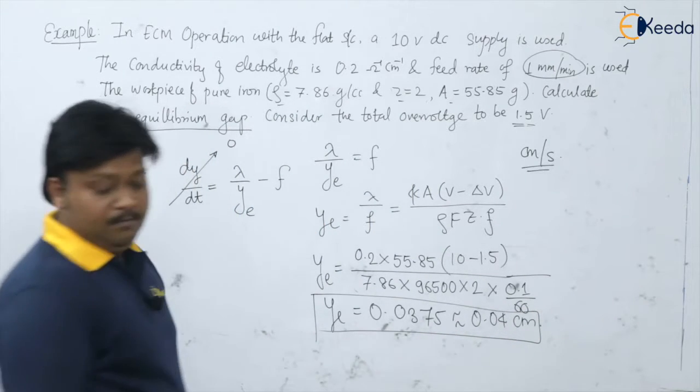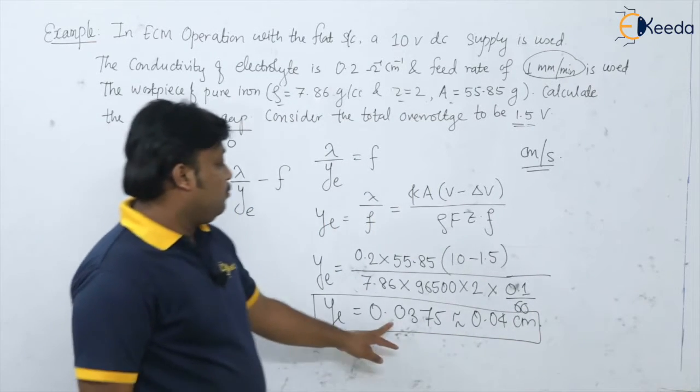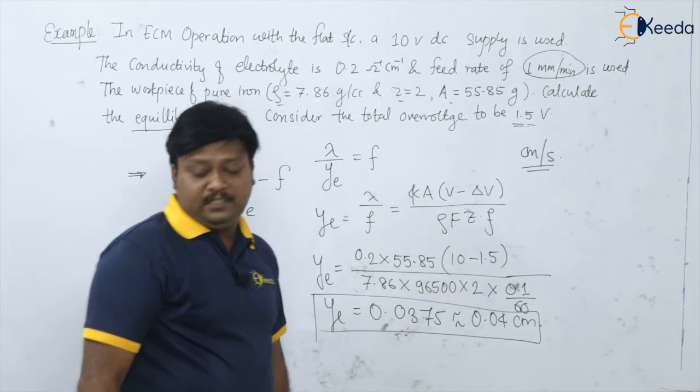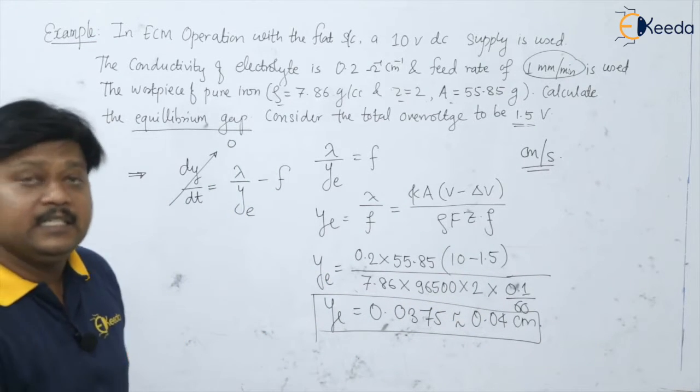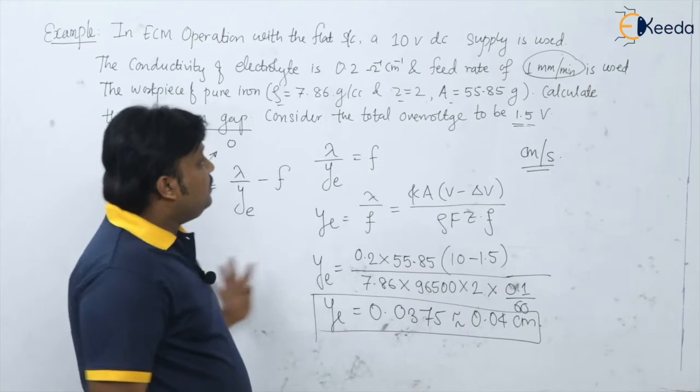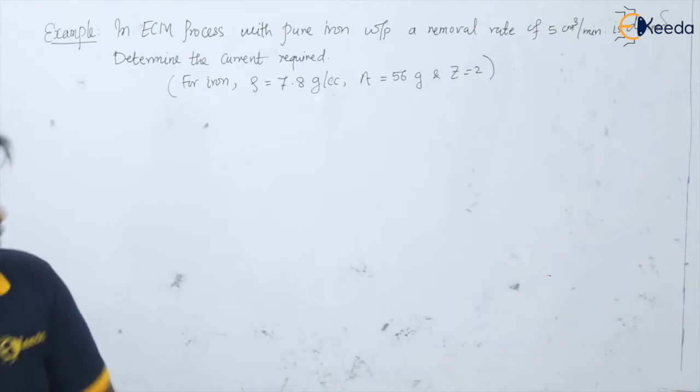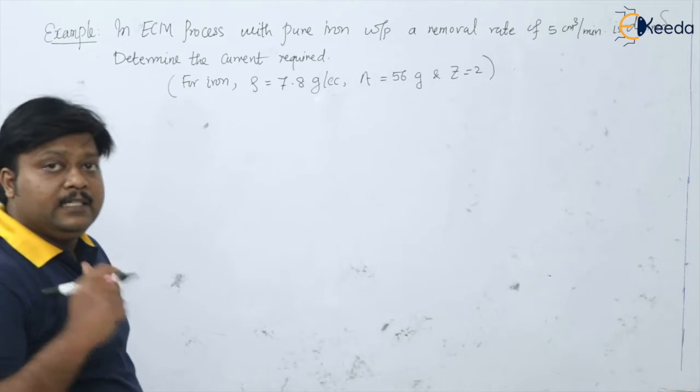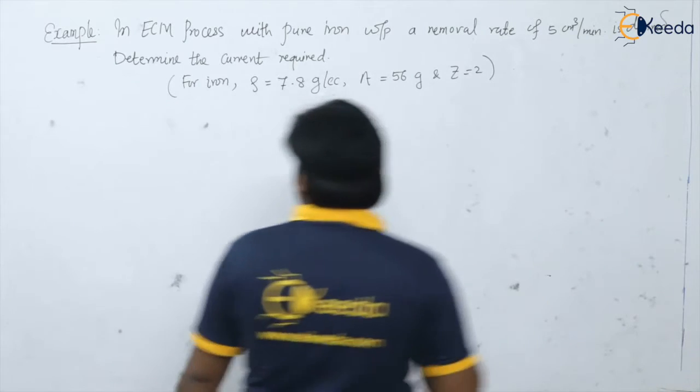So what is the equilibrium gap? How much did it come? 0.04 centimeter. Let me check. Yes, it is correct. 0.04 centimeter. So let us take the next question.